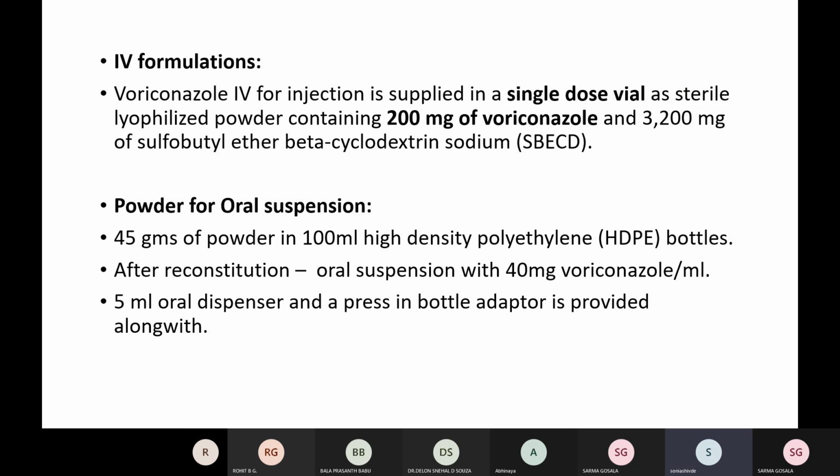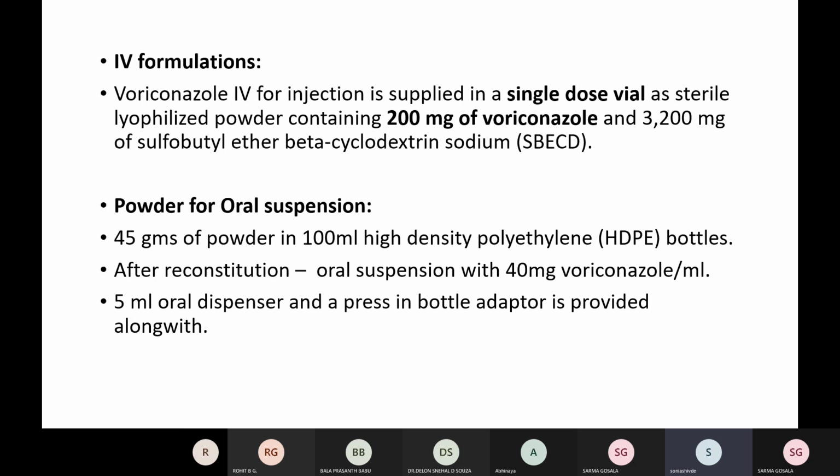Coming to IV formulations, voriconazole IV for injection is supplied in a single dose vial as sterile lyophilized powder containing 200 mg of voriconazole and 3200 mg of SBECD, which is a vehicle for this IV formulation. Powder for oral suspension is also available. It comes as 45 grams of powder in 100 ml high density polyethylene bottles. The reconstitution instructions will be provided on the bottle and we have to follow them.